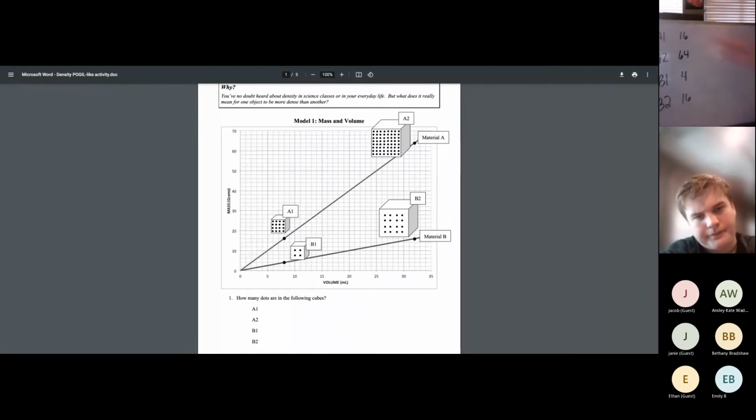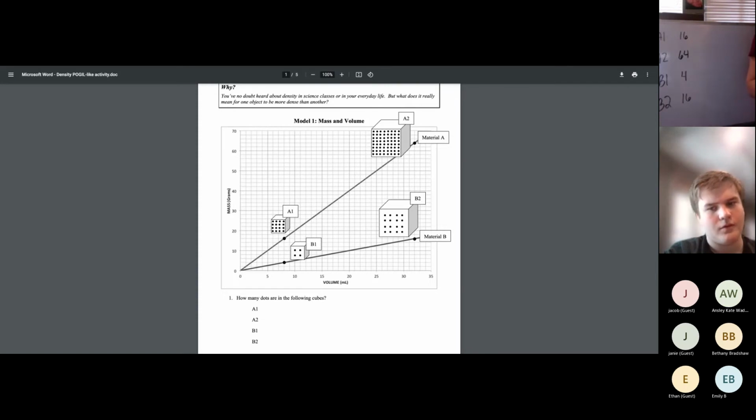So A1 had 16 dots and had a mass of 16 grams. B1 had 4 dots, and what is its mass? You look on the graph, where does it line up? 4. So what does each dot represent? What do you guys think? Their mass, right? So more dots, more mass, less dots, less mass.